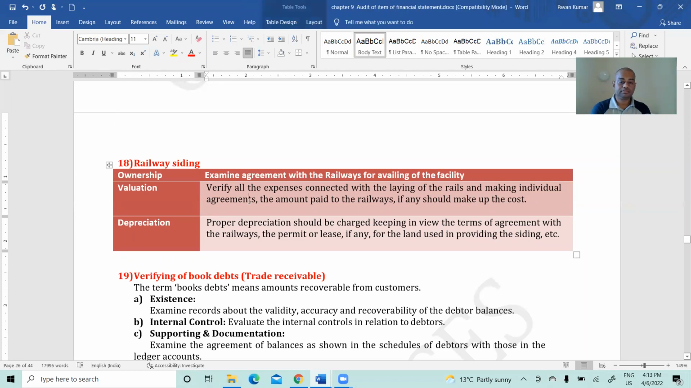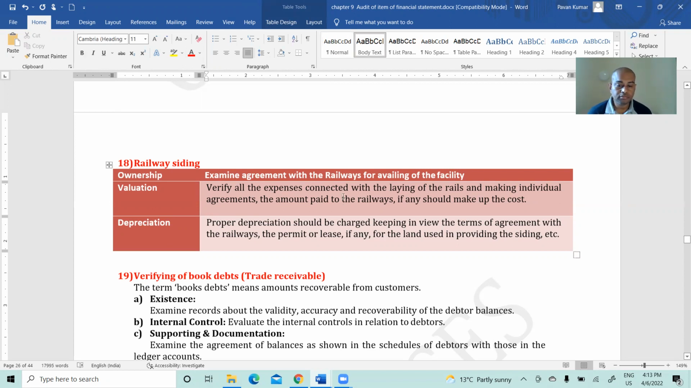Railway siding. Ownership. Examine the agreement with the railways for availing of the facility. Only Indian Railways can allow you. Only Indian Railways, no other party can give a contract. So if you are conducting an audit of Reliance Industries, verify the agreement with Indian Railways.